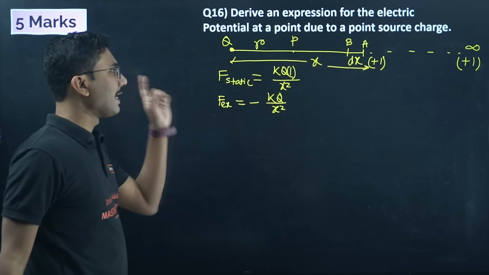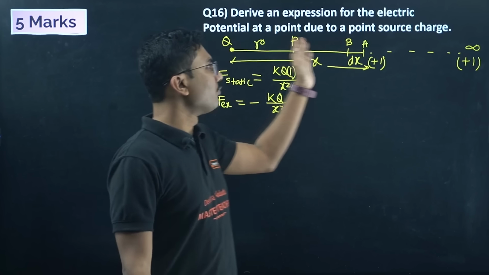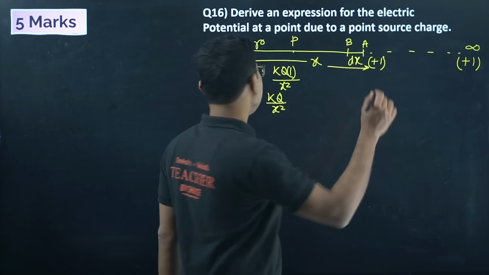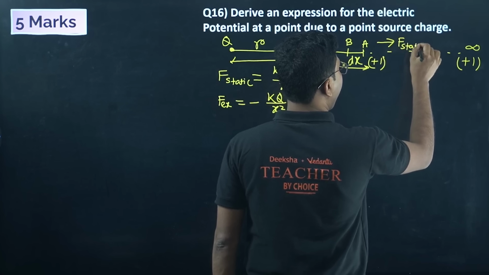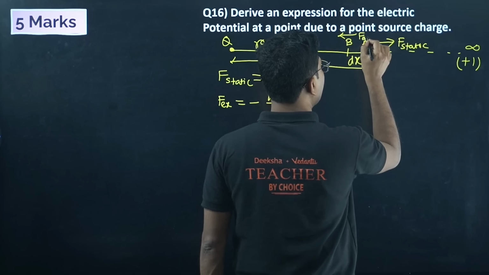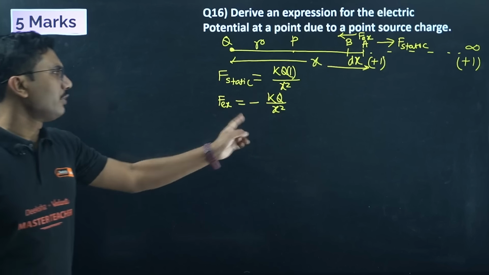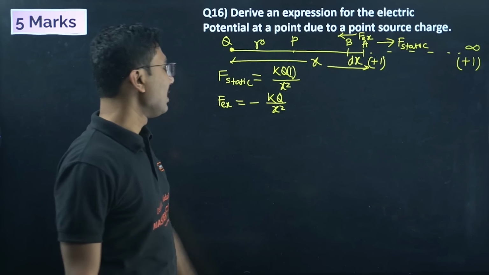This is the force that must be applied to move this charge in the opposite direction, because the static force is acting on this side, and you have to apply an external force to move it to the other side. So this is how you should consider it. The external force must be negative to that of the static electric force.